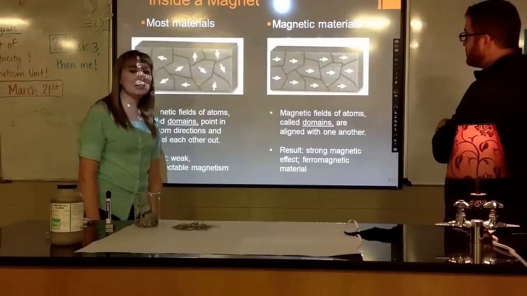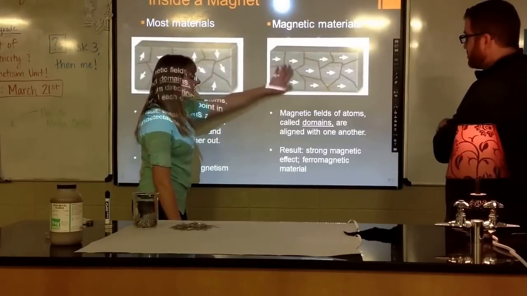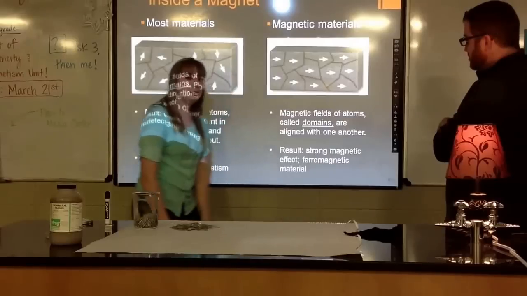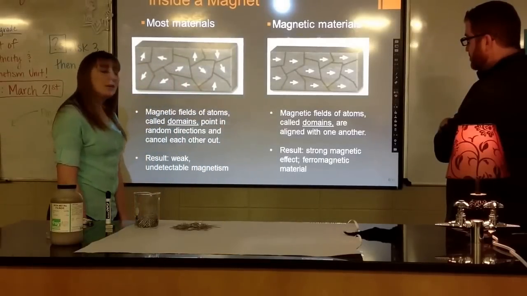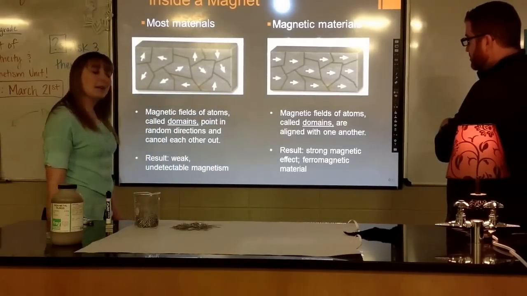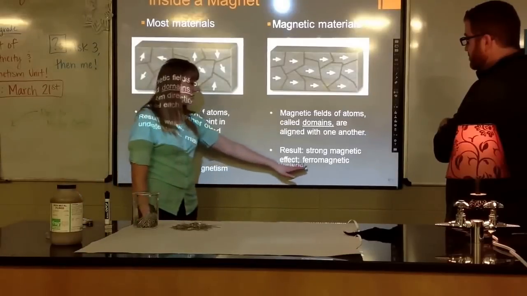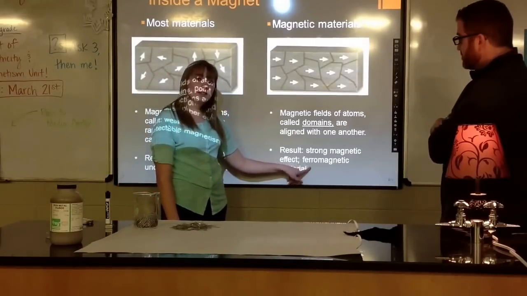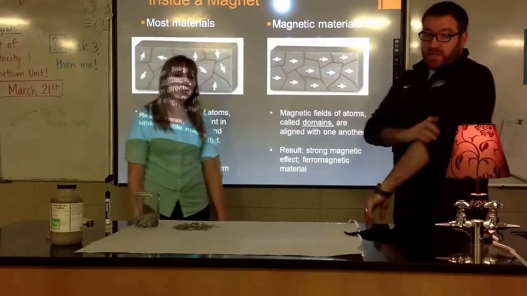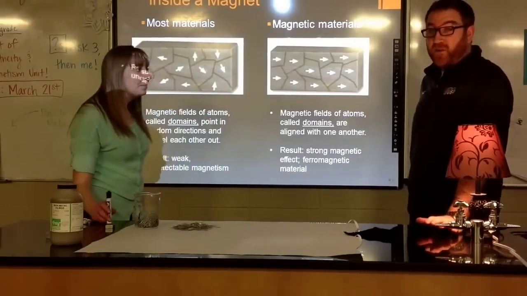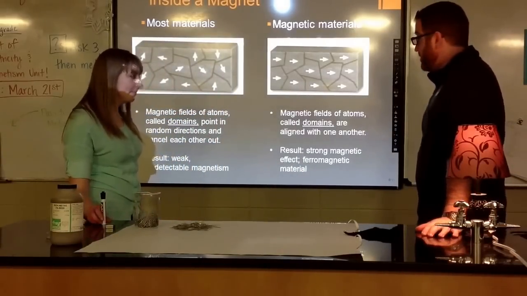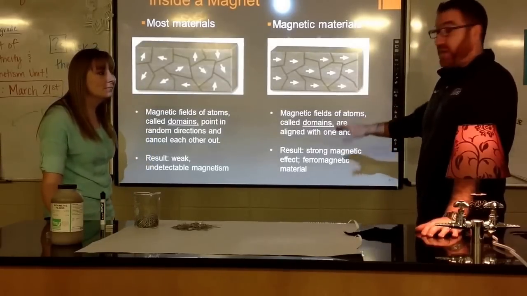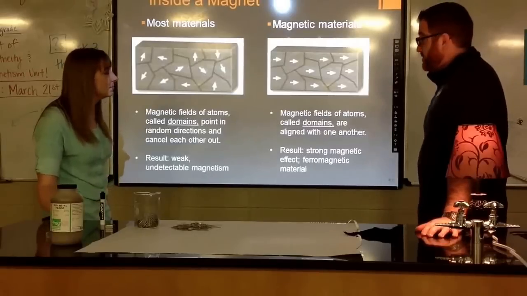With magnetic materials, all of the domains inside of a magnet are aligned, pointing all in a similar direction, and then we end up with a very strong magnetic effect, and we end up calling these ferromagnetic materials. Ferromagnetic. Probably a word you haven't used much before, but it's definitely one that you're going to be using a lot coming up. So be sure to not only get the word written down, but also a definition in your own words.